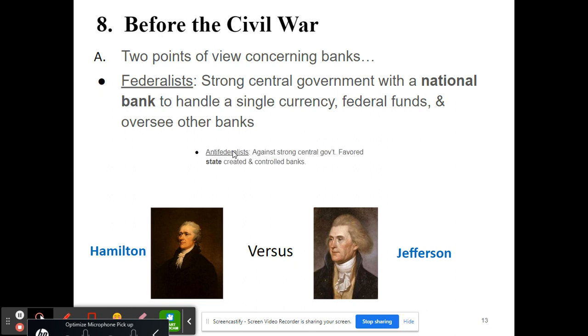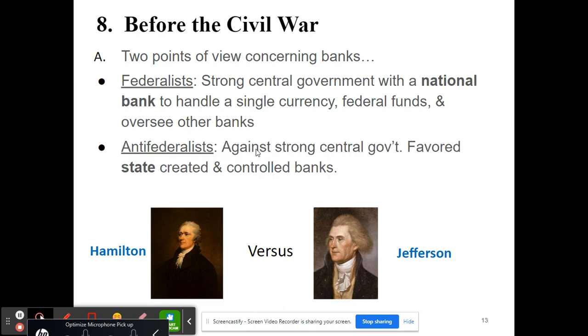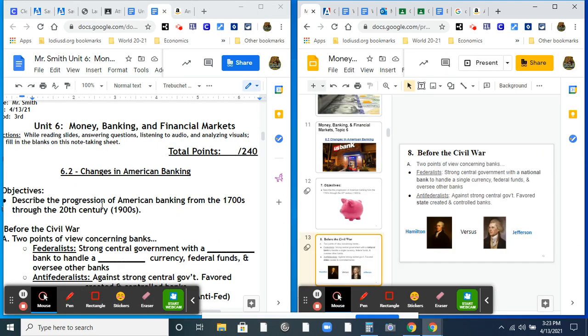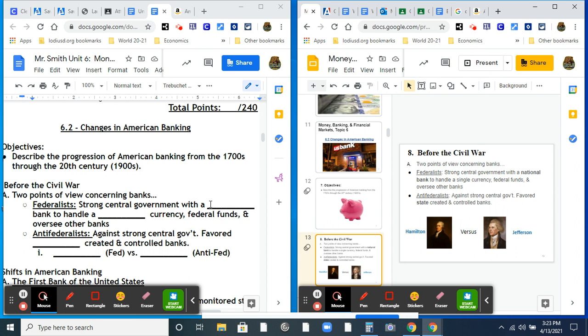Jefferson really believed in the states having power, and the Anti-Federalists wanted the states to have power over the federal government in terms of controlling banks. This was the main, or at least a key, issue distinguishing Federalists and Anti-Federalists. Eventually, the Federalists dominate. That's why Hamilton's a thing today, not Jefferson, even though Jefferson's kind of a big deal too. So let's write in the notes, National Bank.